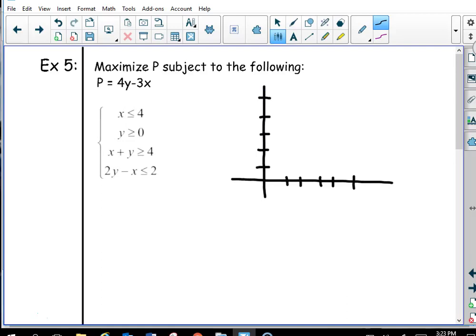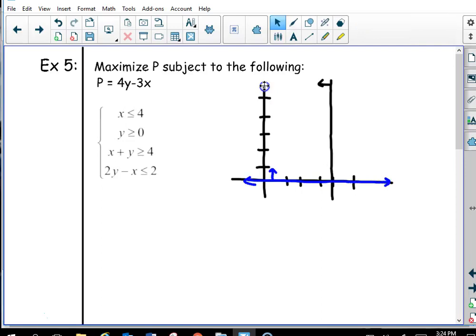Our first constraint is x is less than or equal to 4. When I graph these, what I tend to do is put an arrow that points to the side that satisfies the inequality, and then I pull it all together at the end. Y greater than or equal to 0. That's just going to be this line right along the x-axis.